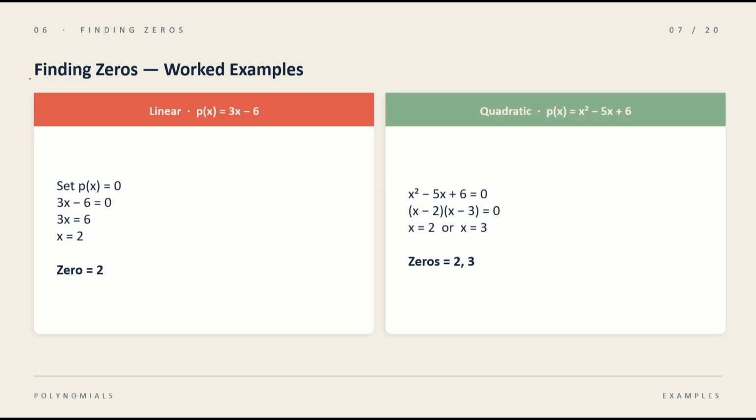Now the product check. Alpha into beta is equal to 2 into 3, which is equal to 6, and it also equals c divided by a. After putting the values of c and a, it gives 6. Then alpha into beta is also equal to c by a. That means the relationship is correct.